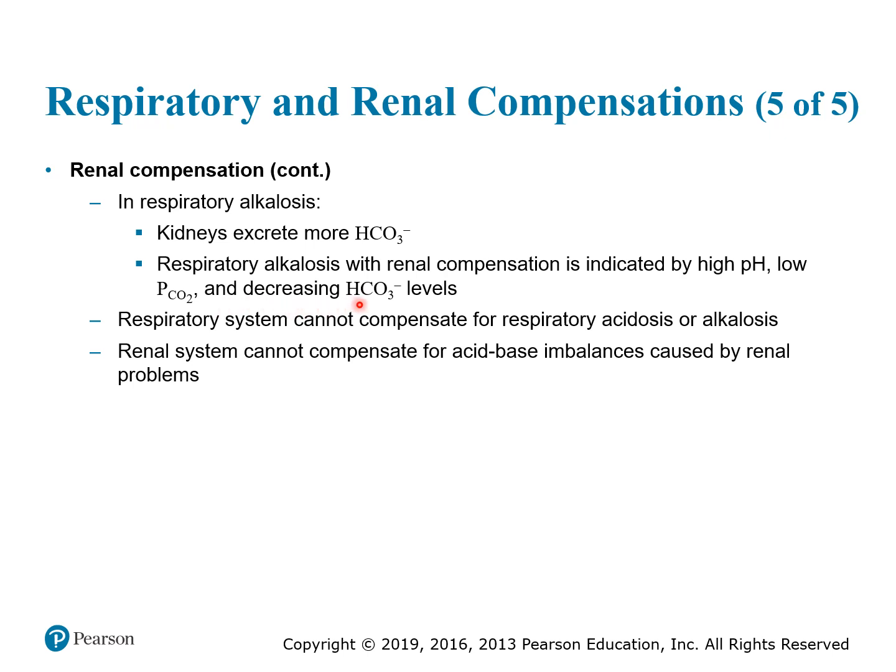And then because it is decreasing, the kidneys are trying to compensate for the alkalosis. What they can do is secrete the bicarbonate ion. They can get rid of the bicarbonate ion. The respiratory system cannot compensate for respiratory acidosis or alkalosis because that is the one which is messed up, so it cannot help itself. And the renal system cannot compensate for acid-base imbalances caused by renal problems. Okay, so that is why they both help each other.